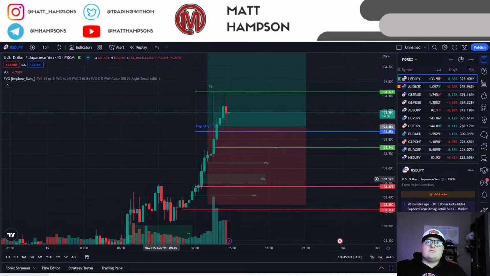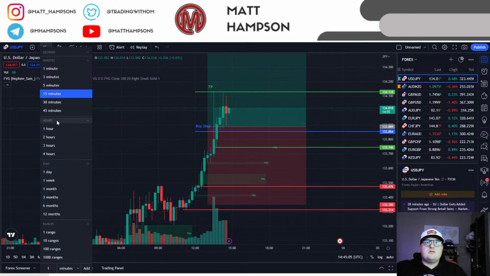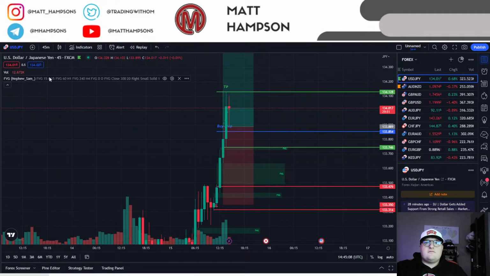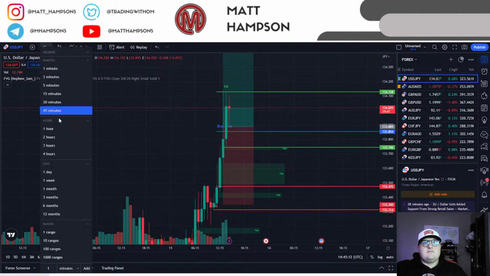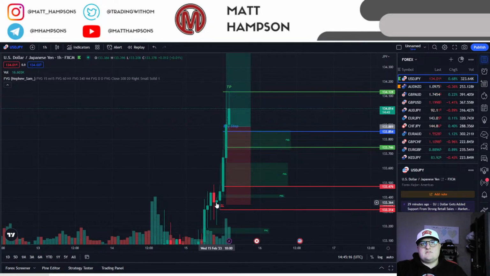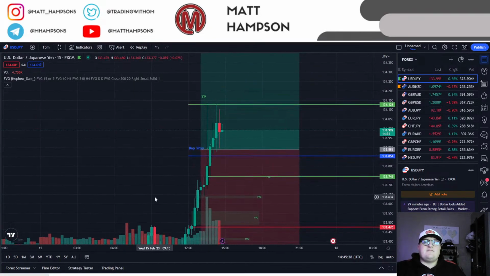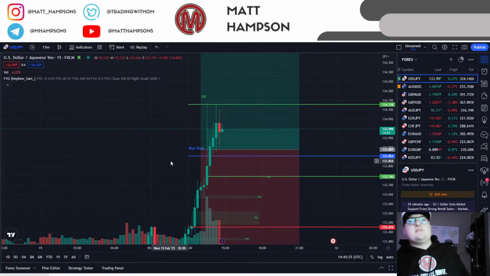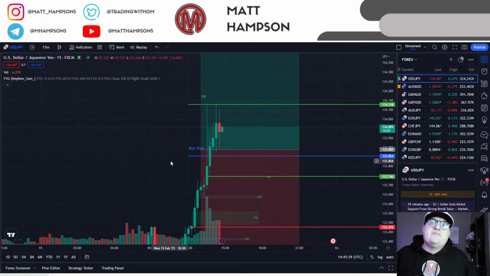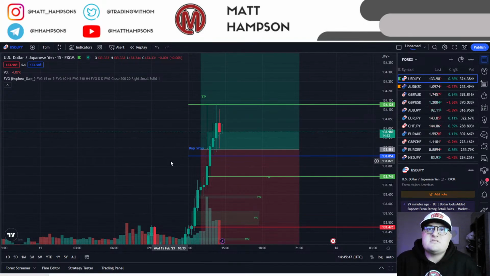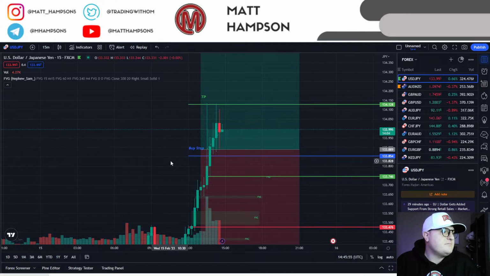It's the first time we had a red close in quite some time. We haven't had a red close since, let's see, 1, 2, 3, 4, 5. So 5 hours' worth of green closes. The first red close was the past 15 minutes. That's the first one that shows any sort of pullback whatsoever. And even then, the previous low of that candle still respected the previous low of the previous candle. So now it's a waiting game.